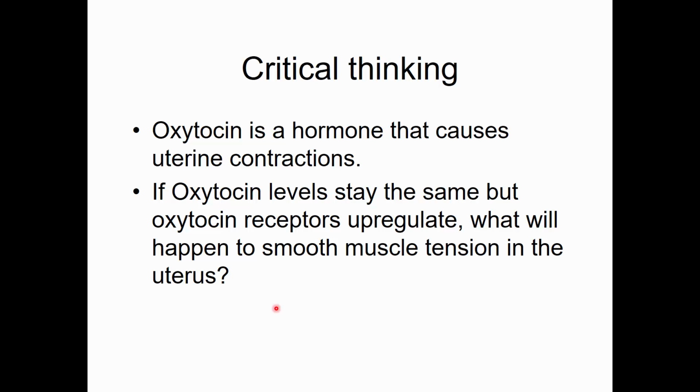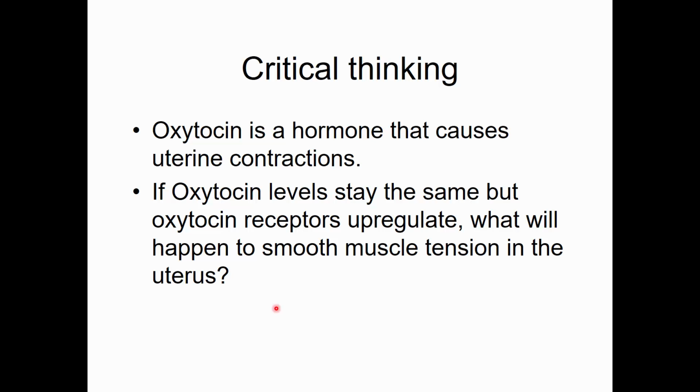So let's do this little critical thinking exercise. Oxytocin is a hormone that causes uterine contractions. If the oxytocin levels stay the same, but oxytocin receptors upregulate, what will happen to the smooth muscle tension in the uterus?